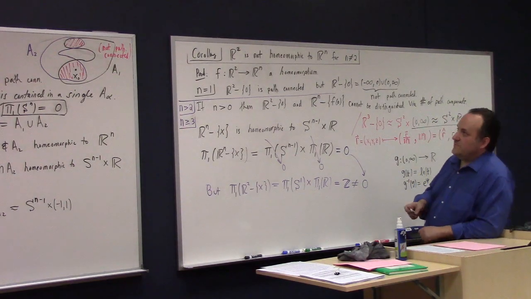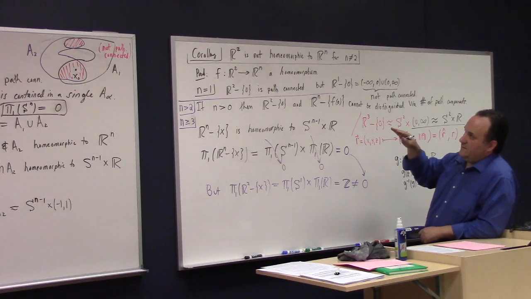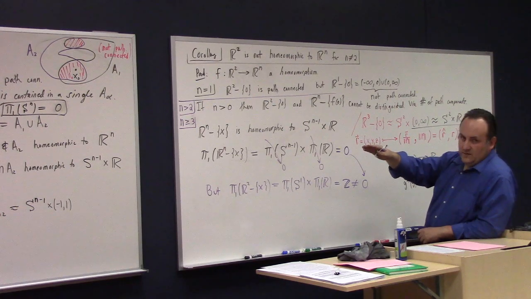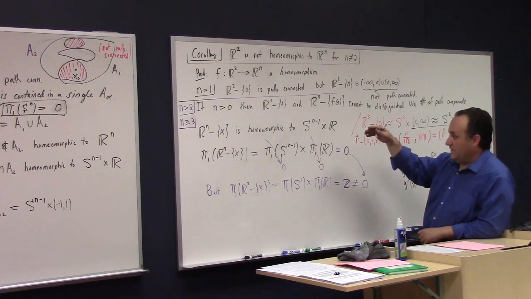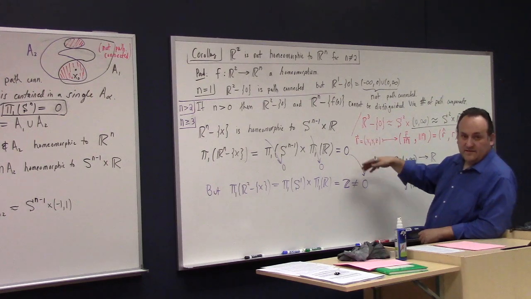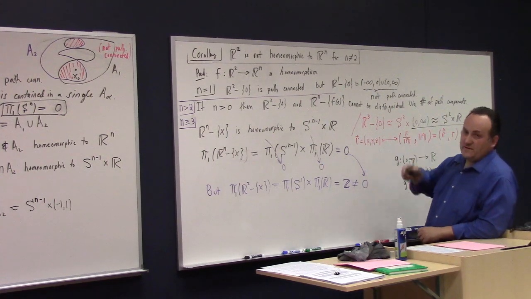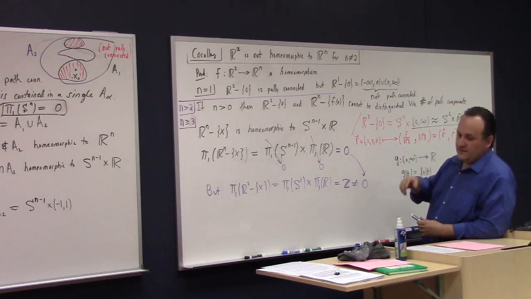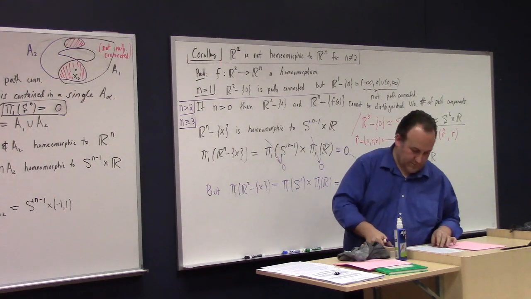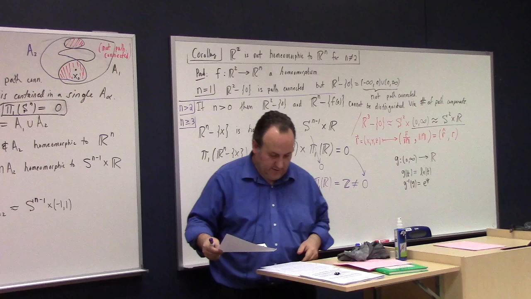So if in fact R2 and Rn were homeomorphic, then the homeomorphism would transport the fundamental group of R2 with a point removed to the fundamental group of Rn with a point removed. But we just saw that they're not equal. Consequently, it's impossible for R2 to be homeomorphic to Rn for n not equal to 2, because we dealt with the n equals 1 case earlier. Does that make sense? I think it makes sense. You can disagree if you want.